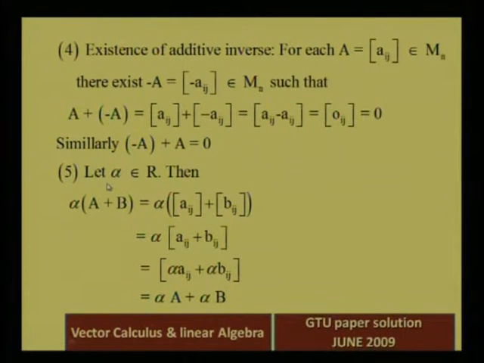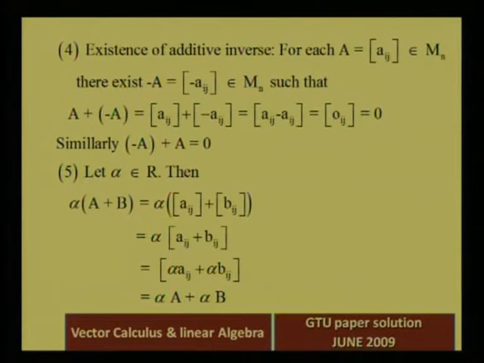Now, the first 5 conditions for addition: one is closeness, that we already proved before, so to prove these 8 conditions, we need this 4 condition. So the first 5 conditions for addition are already satisfied. Now next, the 4 conditions for scalar multiplication.